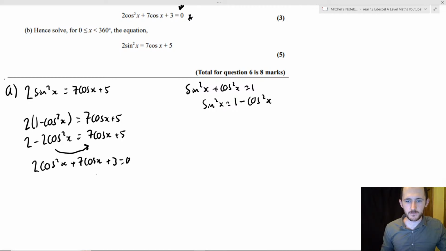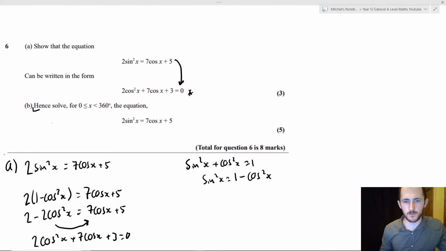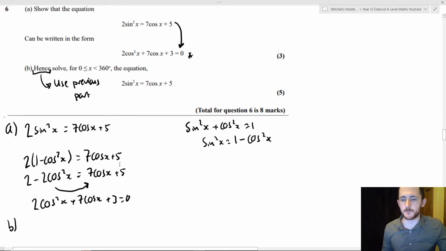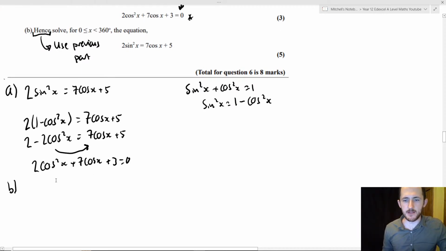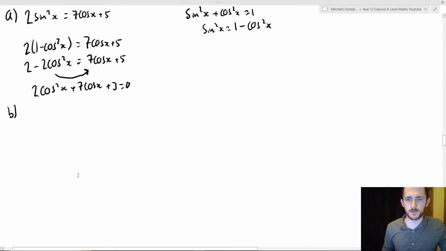Perfect. Now it says hence solve. Now I've told students before that whenever you see hence in a question, what it means is always use the previous part. So you'll find this in maths, you'll find it in physics, chemistry, biology, everything, okay? If you see the word hence, it means using the previous part. So, immediately, without even thinking, instead of this, I'm just going to write this. Okay? So we'll write that again.